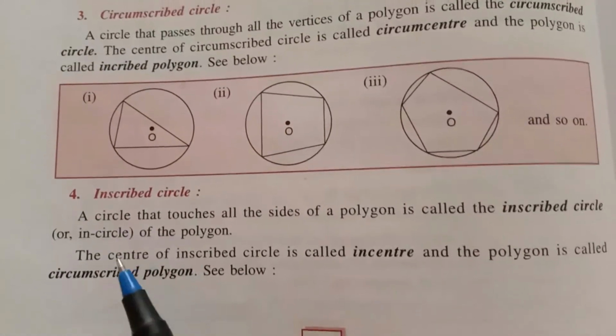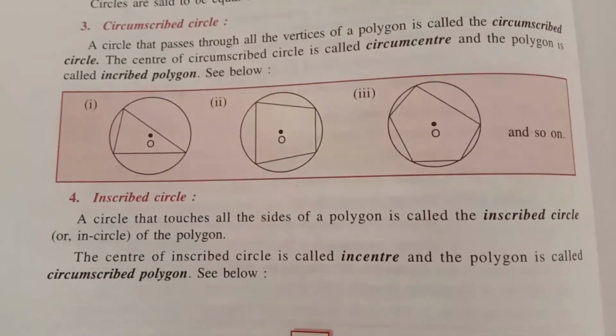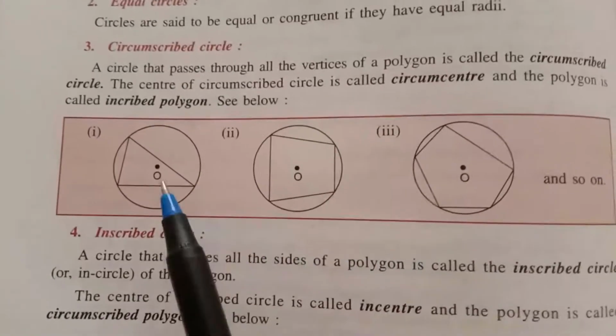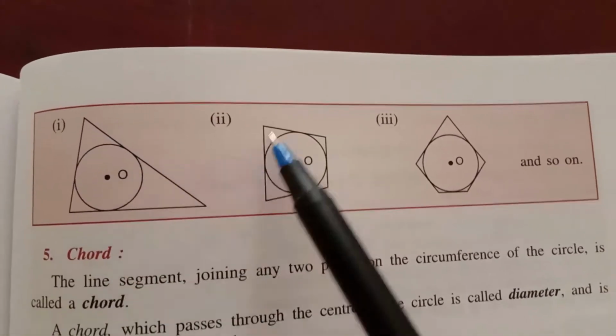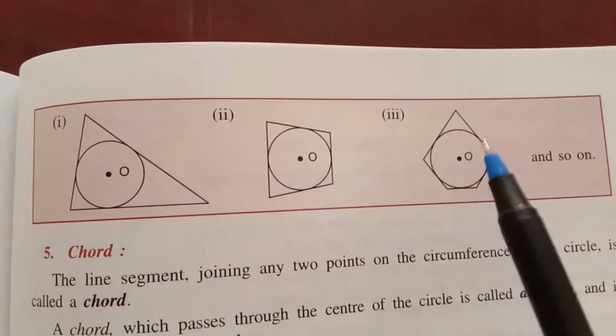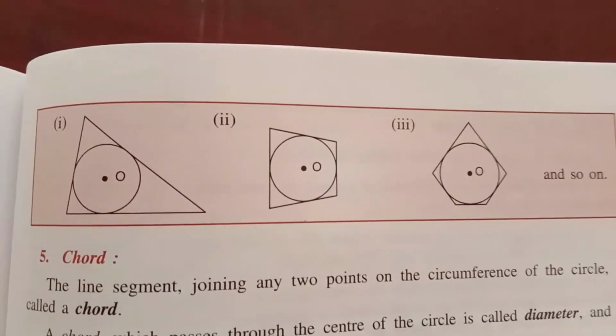Now another one is the inscribed circle. In an inscribed circle, the circle will be inside the polygon. See here, these are polygons. So these circles are called inscribed circles, meaning the circle is inside the polygon.